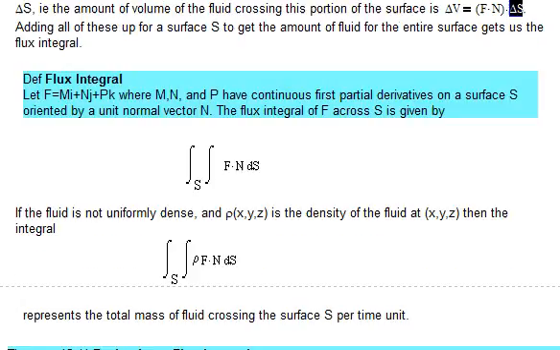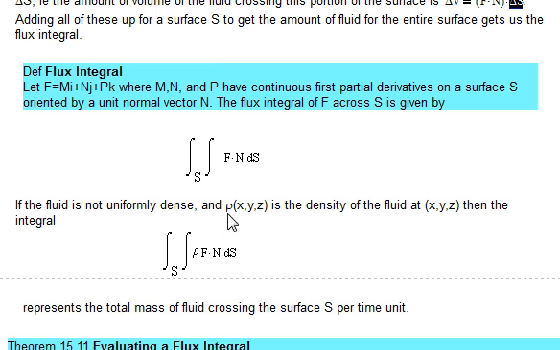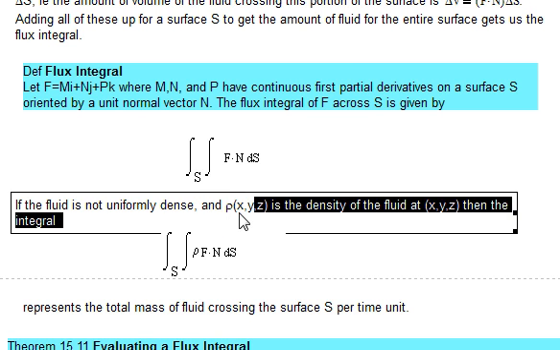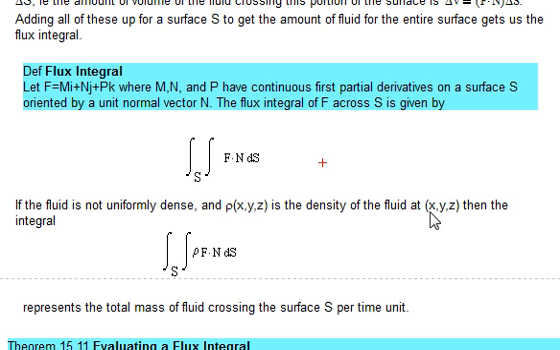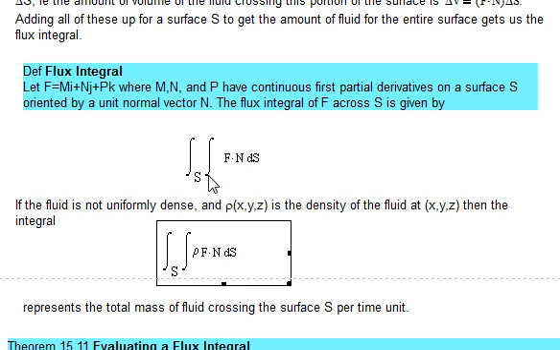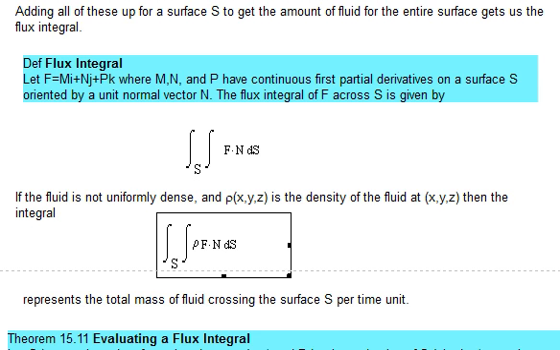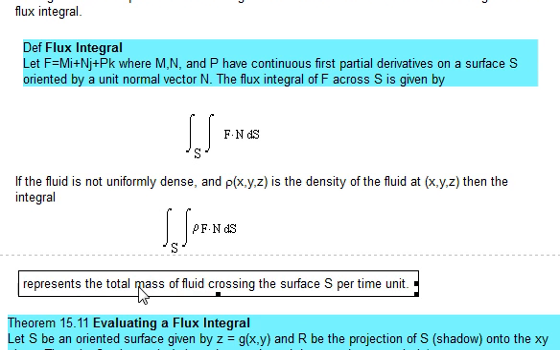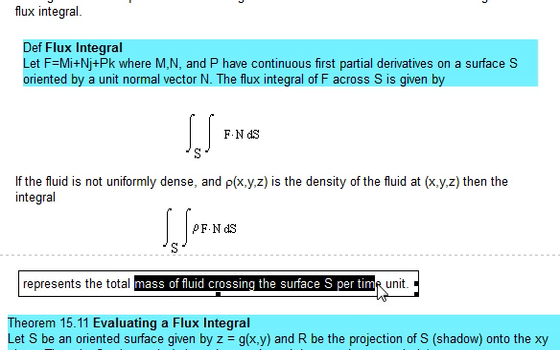So if the fluid is not uniformly dense, that would complicate things. And rho of xyz is the density of the fluid at the point xyz. Sorry, I said P, that should be rho of xyz. Then the integral is the same integral as this, only with a multiplier of rho of xyz also as one of the factors. So that represents the total mass of the fluid crossing the surface S per time unit.